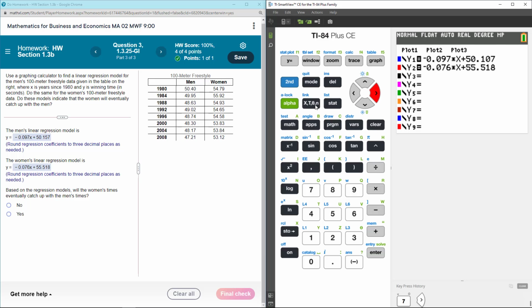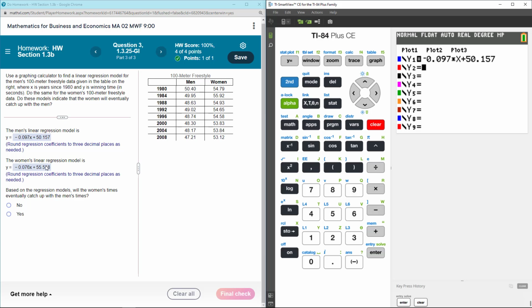And the way you would do that is that's the x down here, plus 50.157. Okay, and hit enter. Now just to show you how to do this, I'm going to clear this one, and I'm just going to put this in manually.